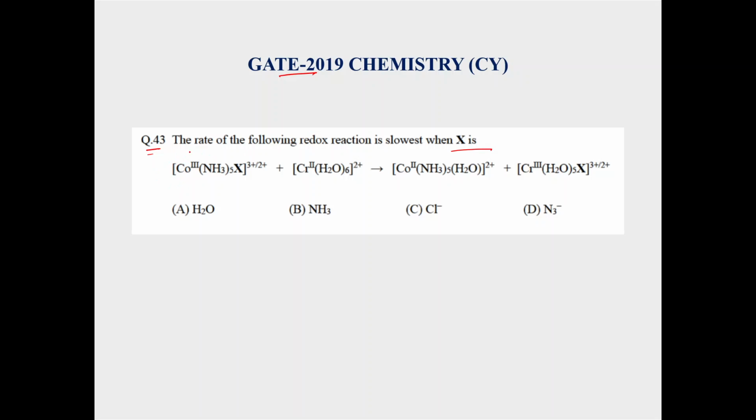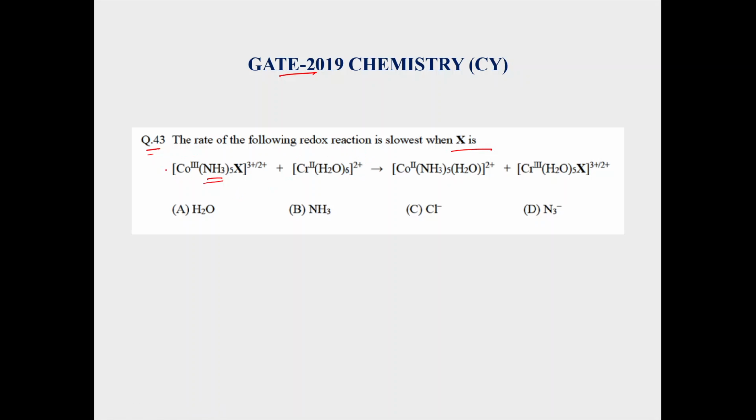The question is, the rate of the following redox reaction is lowest when X is. This is the given redox reaction. Cobalt is in plus 3 oxidation state, coordinated to 5 ammonia ligands, and there is one more ligand, X. And here, chromium is the other metal complex. It is in oxidation state plus 2 with 6 coordinated water ligands.